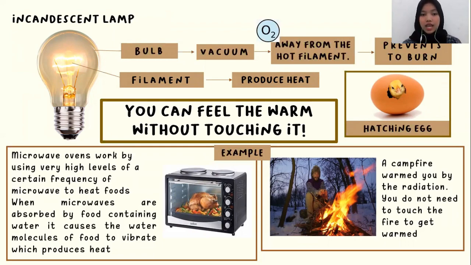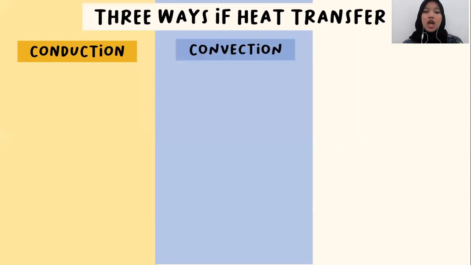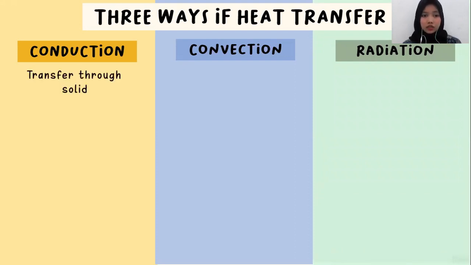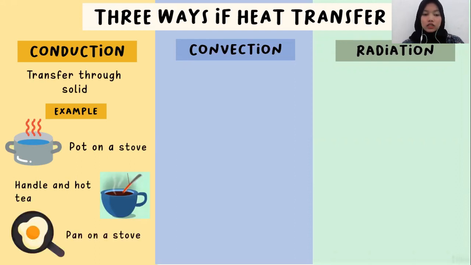That is radiation. So here I have a summary of the three ways of heat transfer. The first is conduction, the second is convection, and the third is radiation. For conduction, the heat is transferred through solids. The examples are a pot on a stove, the handle of a hot tea cup, and the third is a pan on a stove.